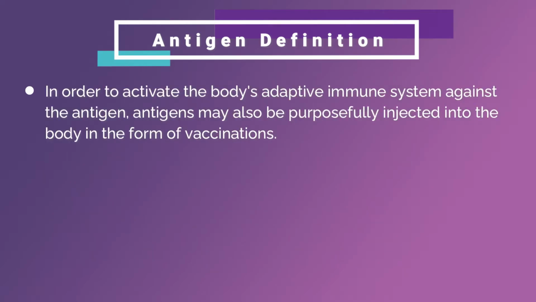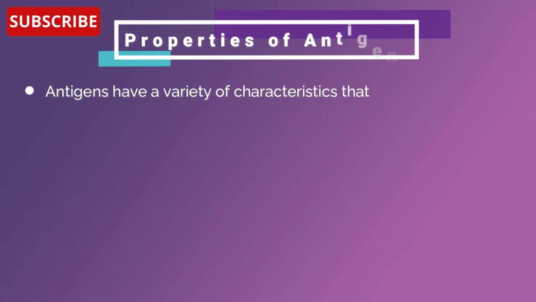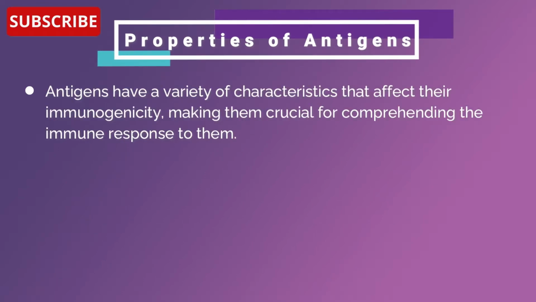In order to activate the body's adaptive immune system against the antigen, antigens may also be purposefully injected into the body in the form of vaccinations. Now let's head to the properties of antigens. Antigens have a variety of characteristics that affect their immunogenicity, making them crucial for comprehending the immune response to them.